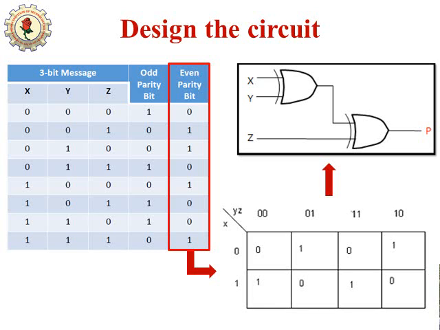Now if we draw the truth table of the circuit at the bottom right, we can see there are 8 cells where X is row-wise and YZ is column-wise.